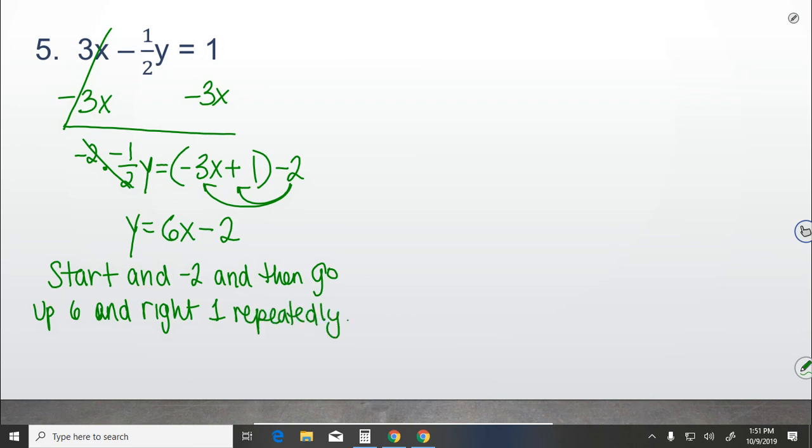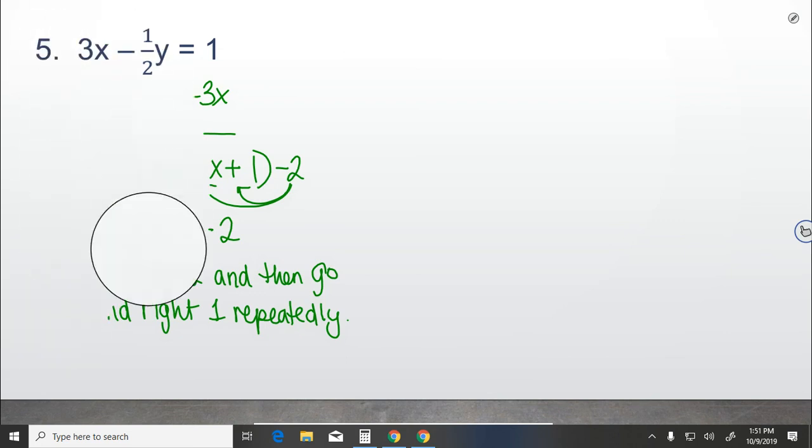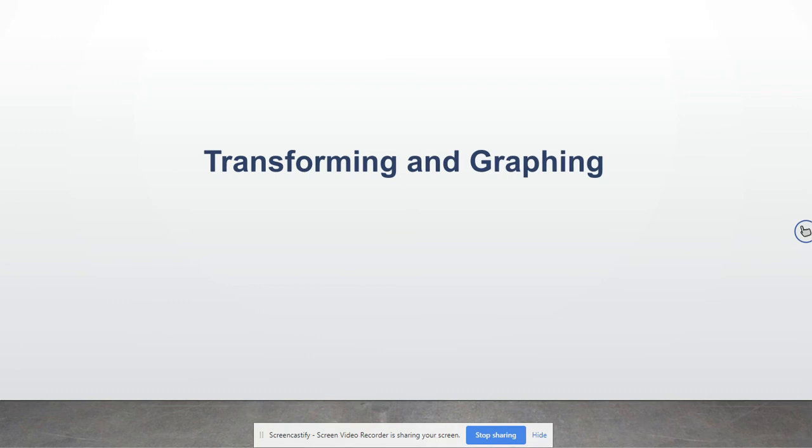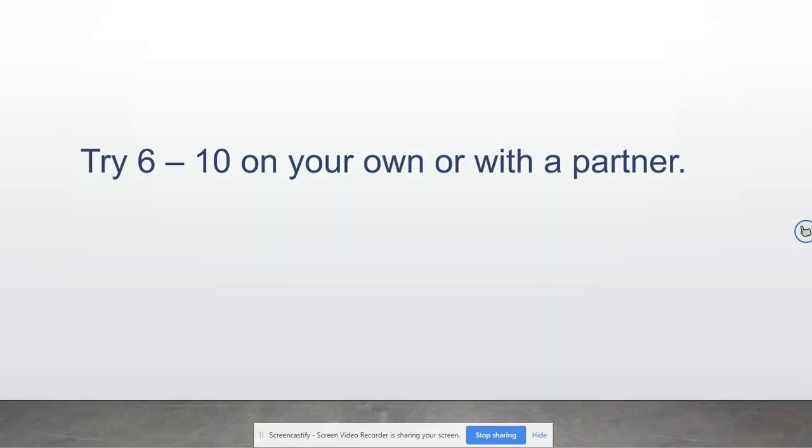All right, so we're going to continue working with these types of equations all week to make sure that you get super familiar with them and can use them in real world contexts. So now you're going to try numbers 6 through 10 on your own. Then check in with me to make sure that you're getting them right and move on to your exit tickets and your homework.